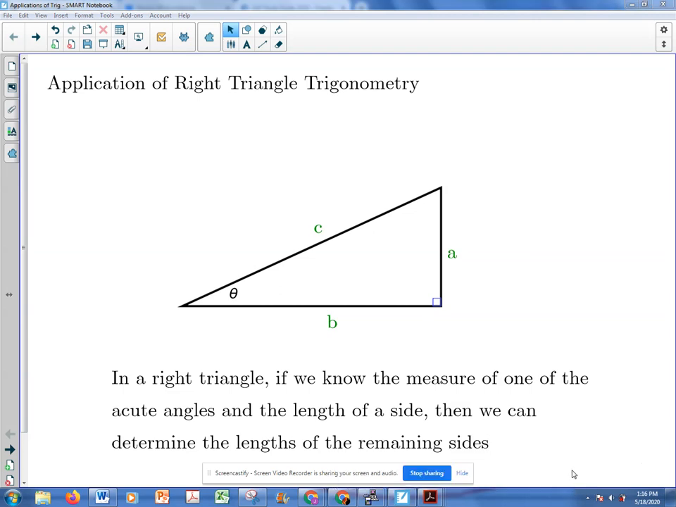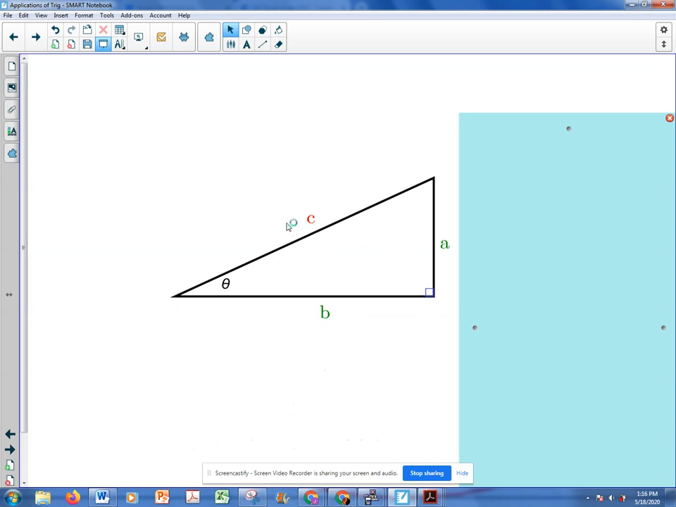If you know an angle and one of the sides, then you can figure out the lengths of the other two sides. So you give me one of these. So, for example, if I know the hypotenuse, if I know C, what do I know? All right, and I wanted to find out either A or B. Let's say I wanted to find out A. How can I relate the angle, side A, and C?